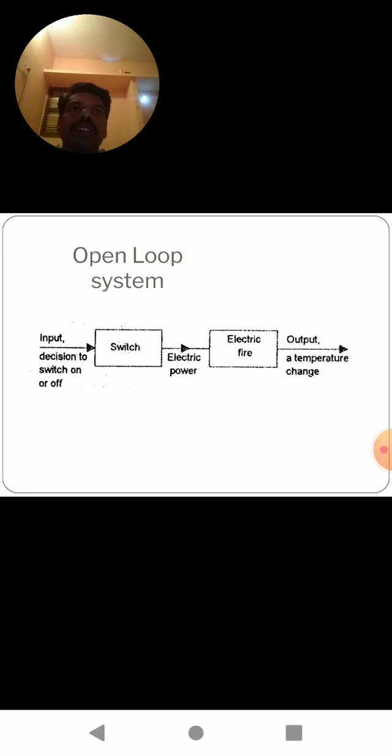Another example we will consider is the automatic bread toaster, a practical application. In this system, when the system is switched on, the heat element in the toaster heats the bread for a particular preset time period, and then automatically it gets switched off and ejects the bread from the system. Here there is no feedback of data on whether the bread is toasted properly or not.